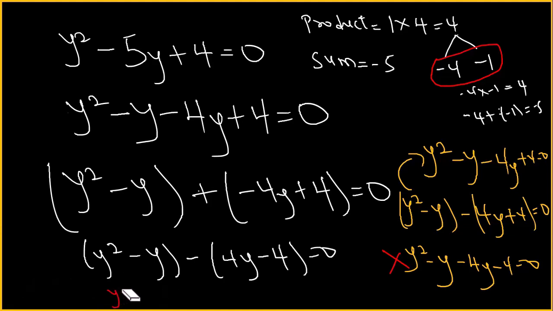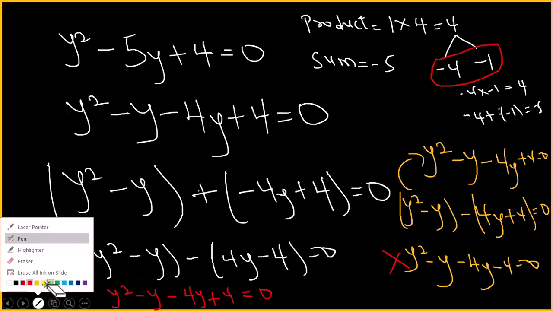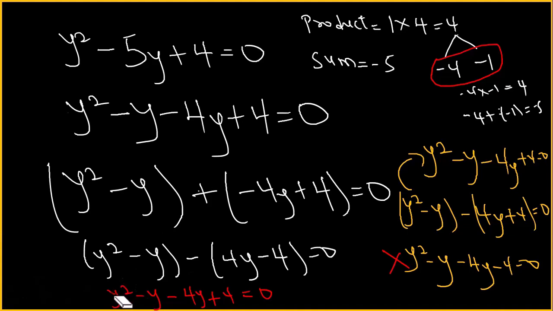y squared minus y minus 4y, minus minus, which is plus 4, is equal to 0. So doing it this way, we have y squared. Let's compare this to this. So we have y squared minus y minus 4y plus 4 equals 0.